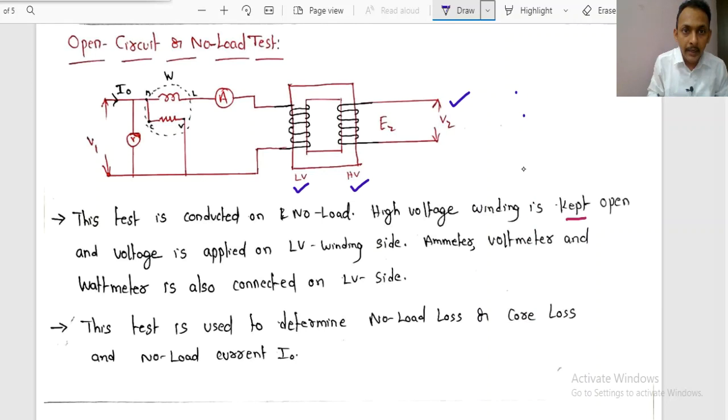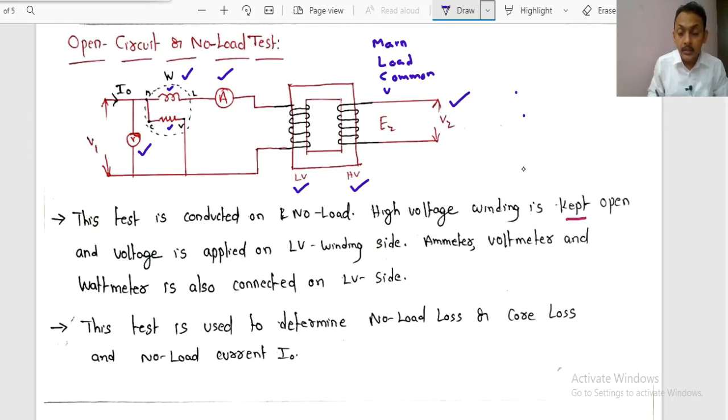Now the meters, the ammeter, wattmeter and voltmeter, are to be connected on the low voltage side. The voltmeter is in parallel with the low voltage winding, and the ammeter is in series with the LV winding. In the wattmeter, M indicates the main side, L indicates the load side, C is a common point, and V indicates the potential voltage. So in the wattmeter terminals M, L, C, V, one pair indicates the current coil and the other the potential coil.